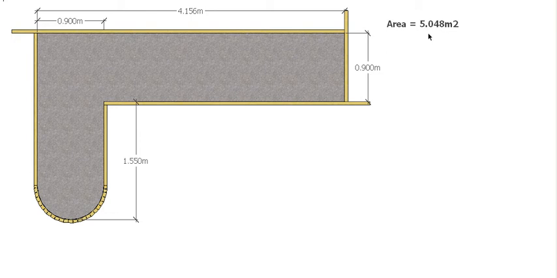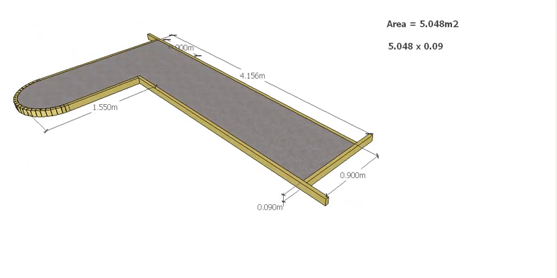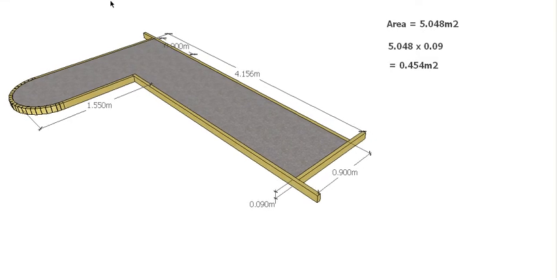The area that we worked out was 5.048 square meters. So now we know the area, all we have to do is times the area by the thickness of the slab, and that'll give us the volume. So this particular slab's 90mm thick, or 0.090 meters. So we can times our area by our thickness, and that'll tell us that we need 0.454 cubic meters of concrete for our footpath.